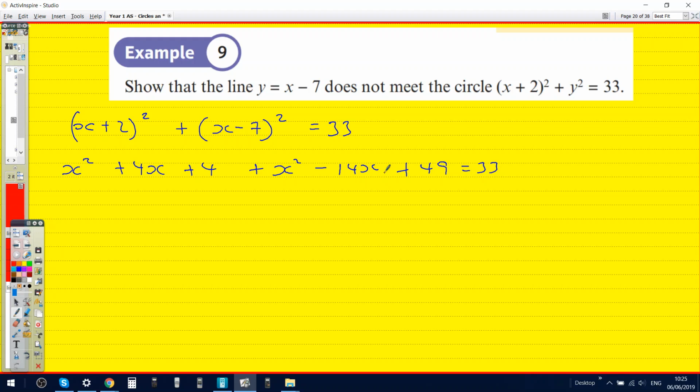Can we start to group it together a bit? Yeah. So it's 2x squared, minus 10x plus 53 equals 33. And then could we take the 33 across, so it's minus? It becomes plus 20 equals 0.